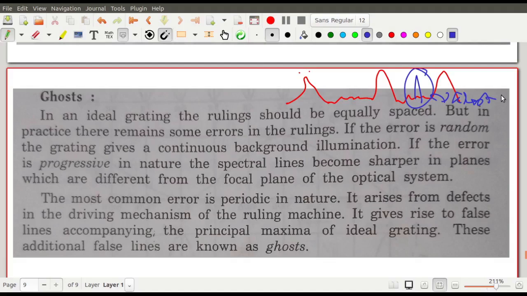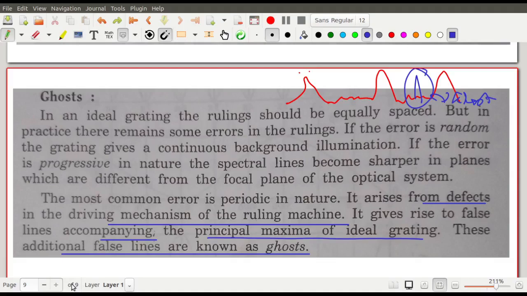So when can this be problematic? That is why there can be some error, and these are known as additional false lines. These false lines we call ghosts. They arise from the defects in the mechanism of the ruling machine. It gives rise to false lines accompanying the principal maxima. Some false lines come along with the principal maxima, so those false lines are known as the ghosts, right?